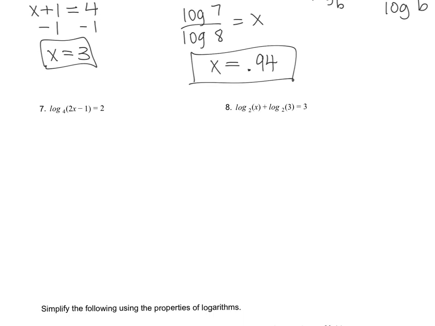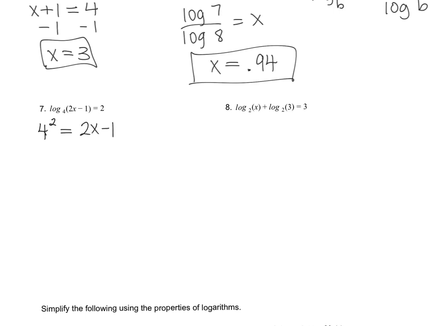Number 7, we want to solve the equation log base 4 of 2x minus 1 equals 2. So in order to solve a logarithmic equation, we convert it to exponential form. So we're going to use those same generalized equations that we used in number 6. So to go from logarithmic to exponential form, the base of my logarithm becomes the base of my exponential equation, so 4. The number we're equal to becomes our exponent, so 2. And then we're equal to what's in the parentheses, 2x minus 1.